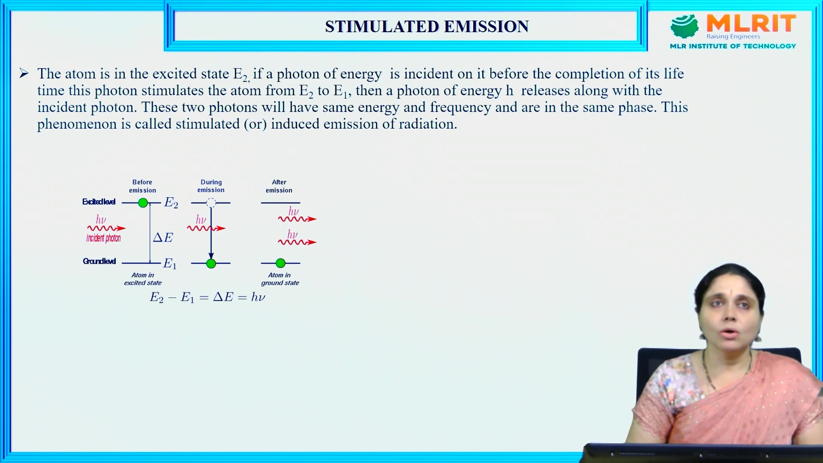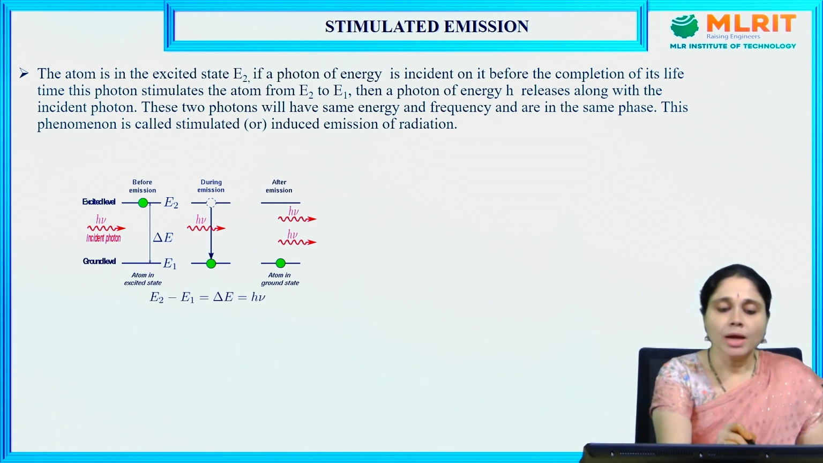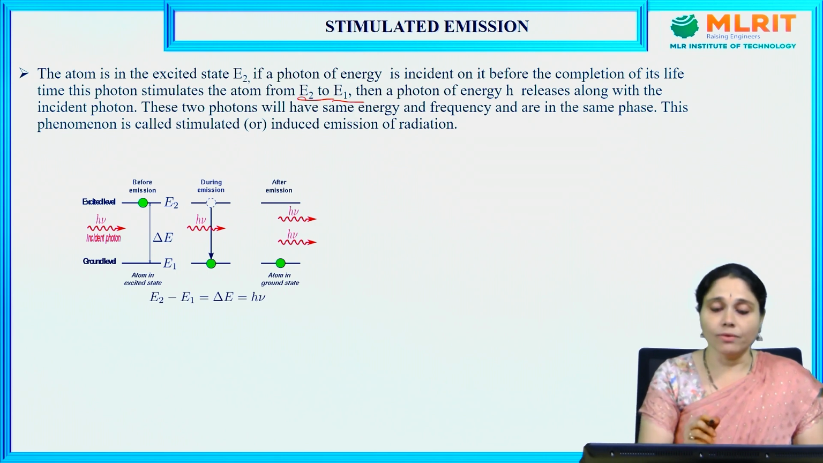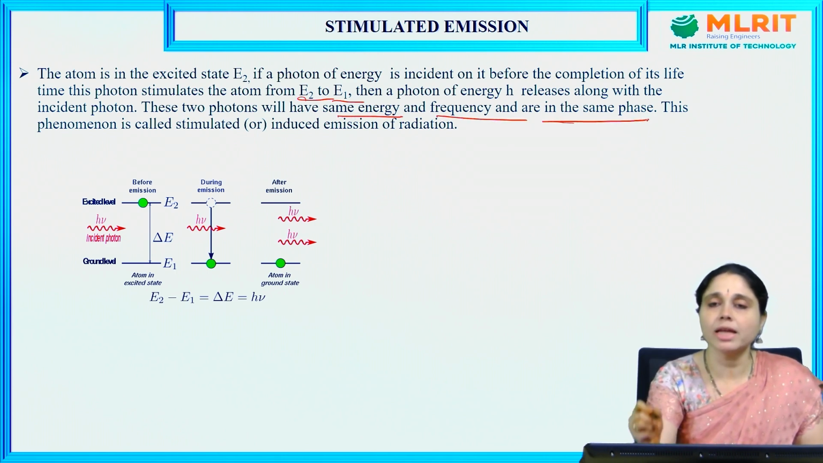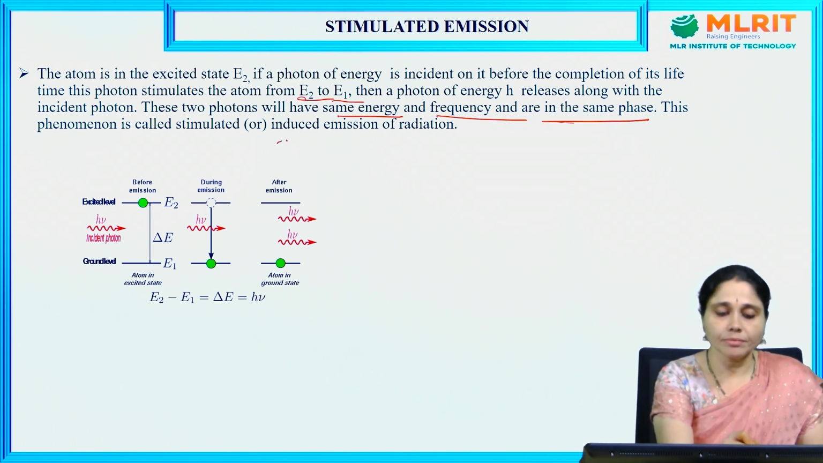Okay, so the photon stimulates the atom from the E2 energy level to the E1 energy level, then a photon of energy hν is released along with the incident photon. These two photons will now have the same energy, frequency and are in the same phase. Same phase means they are coherent with each other. This phenomenon is known as stimulated or induced emission of radiation.